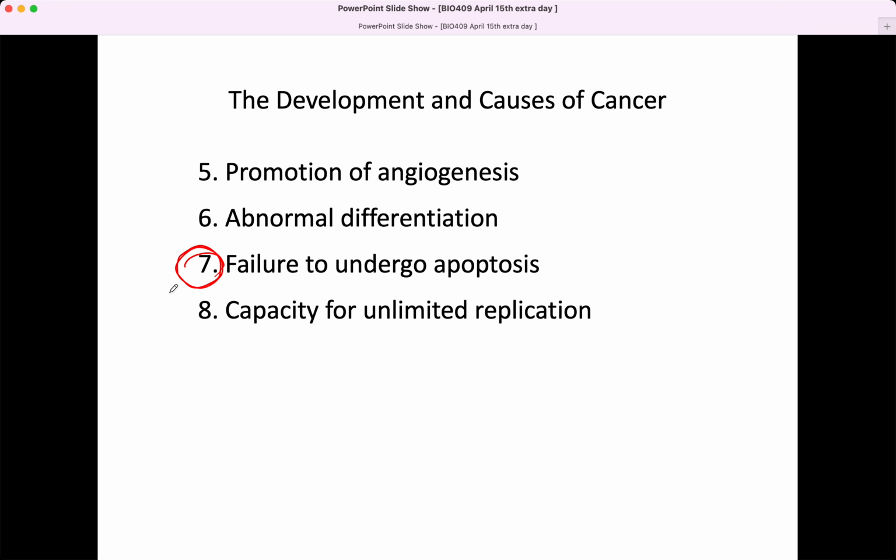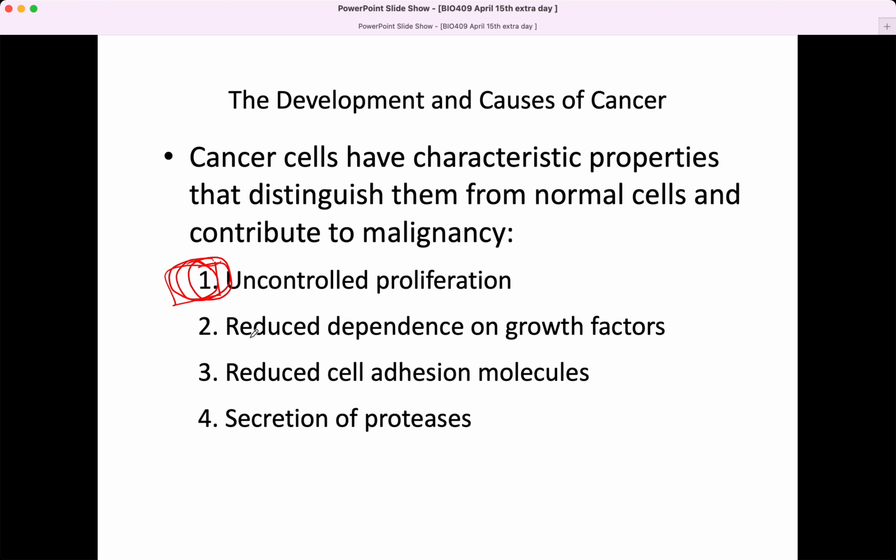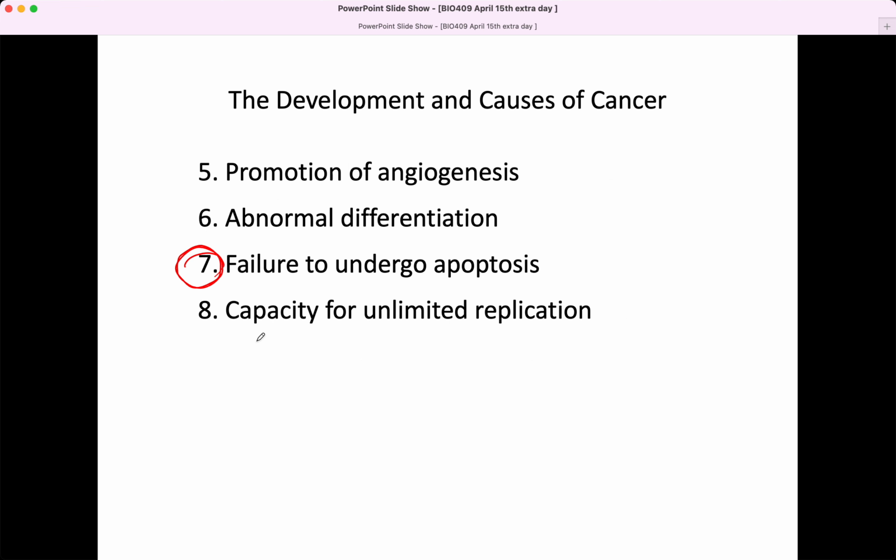Failure to go through apoptosis. So you see that list we're working on, and 2 of the items are ones we've said would be characteristics of cancer: they are undergoing uncontrolled proliferation, and then they are failing to go through apoptosis. Okay, all right. So our book talks about this next one, and it features a couple of these.